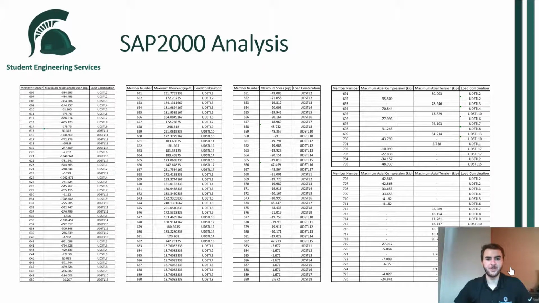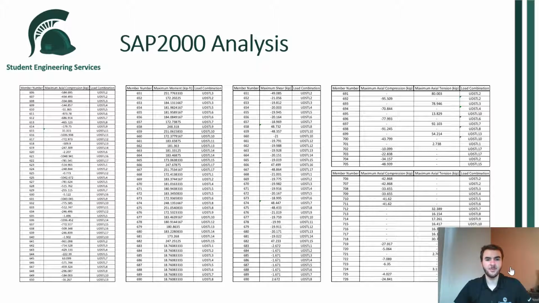Once the structure was completely built in SAP and the forces applied on the structure, analysis could be run to determine the maximum forces in each member, and each member type was broken up into different categories: columns, beams, truss, and bracing members. And there are different forces that govern the failure of these members. So for columns, it is normally axial compression. For beams, it would be either bending moments or shear forces. And in truss and bracing members, it would be either axial tension or compression.